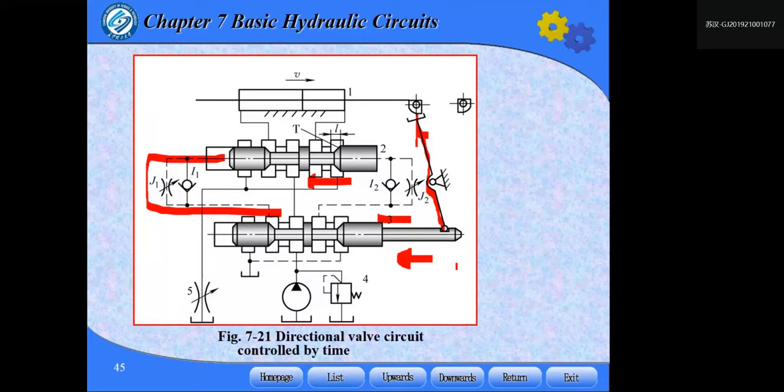This J2 and the oil flows into the tank through the throttle. The main directional valve goes in this direction, and the oil pressure can go to the tank through the check valve J1.